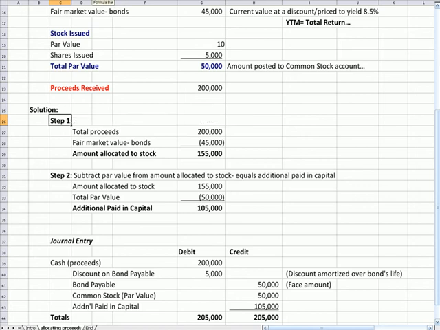So this should say subtract, if I could make a correction, the bond's fair market value from the total proceeds. I've got that written backwards, so let's correct that.